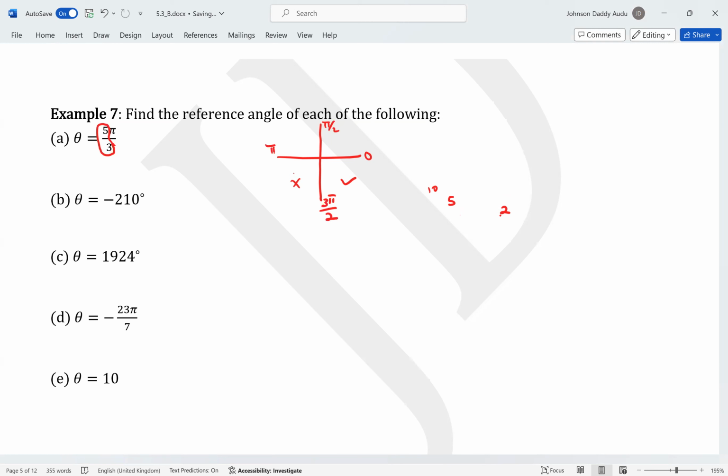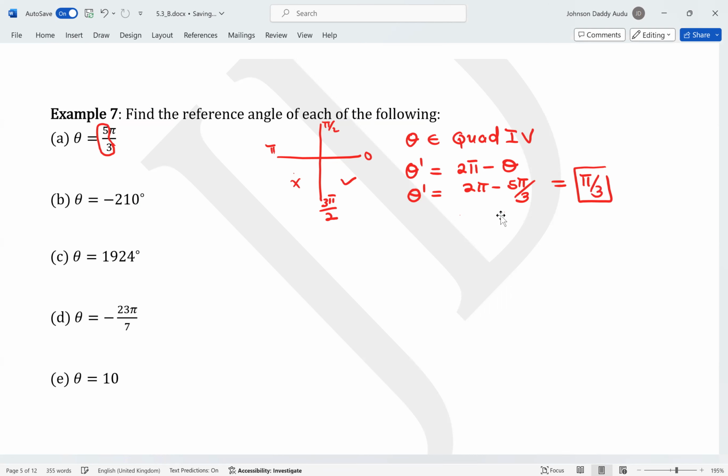So if it's in the fourth quadrant, we see theta belongs to quadrant 4. Therefore, the reference angle theta prime, remember, is 2 pi minus theta. This is how we find the reference angle in quadrant 4. So this is simply 2 pi minus 5 pi over 3, and this should give us just pi over 3.